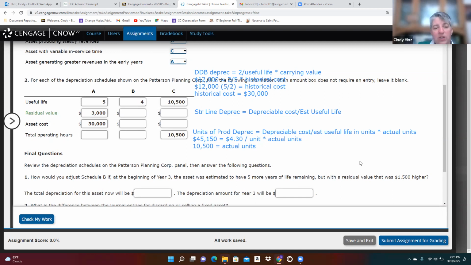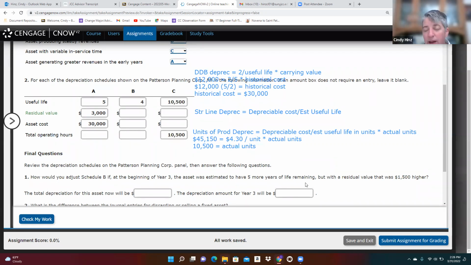Review the depreciation schedules and then answer the following questions. How would you adjust Schedule B if at the beginning of year 3, the asset was estimated to have 5 more years of life remaining? So that means 2 years have already passed and then they decide that it's going to last for 7 years. And we had said asset B actually had an original useful life, we thought, of 4 years. So we're now going to allocate the depreciation over 7 years instead of 4.